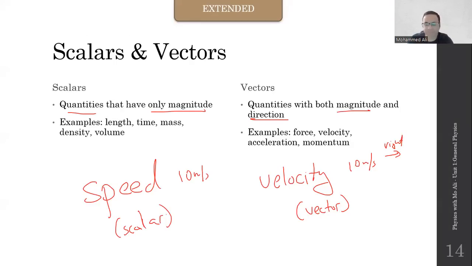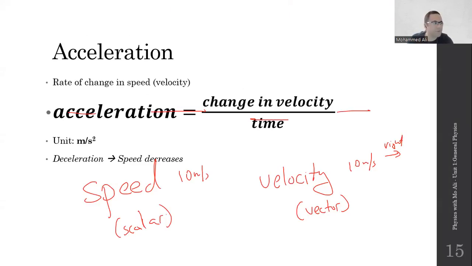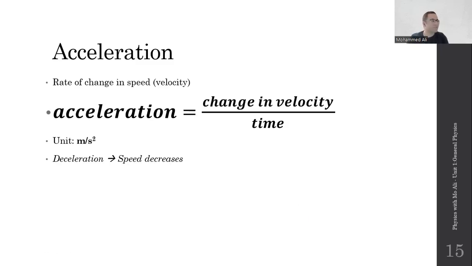So, next up, let's talk about acceleration. Acceleration is defined as the change in velocity or change in speed over time, or rate of change in speed. It's calculated using change in velocity over time. We often write this down as delta v over t, although sometimes it will be written as v minus u over t. The unit of measurement of acceleration is meters per second squared.